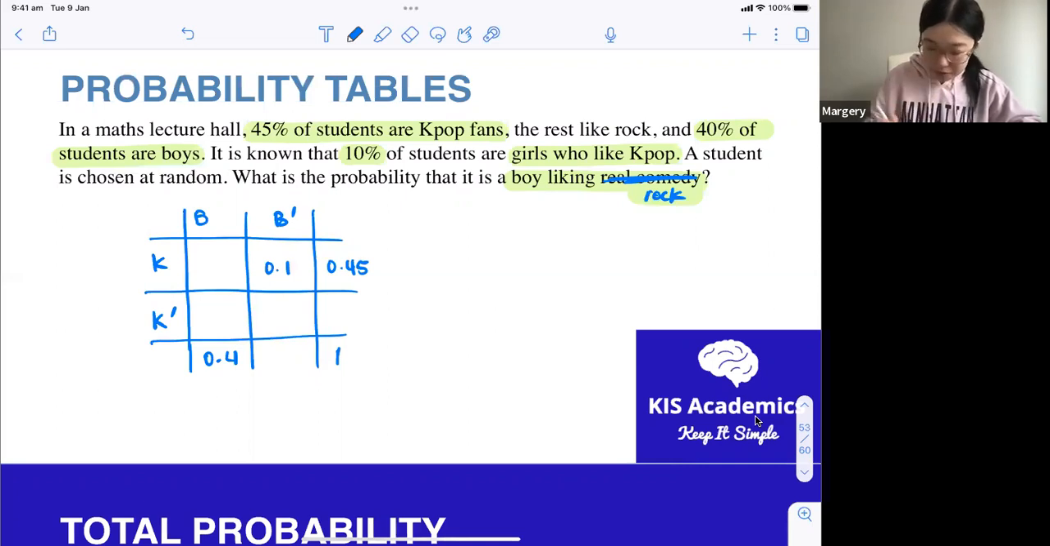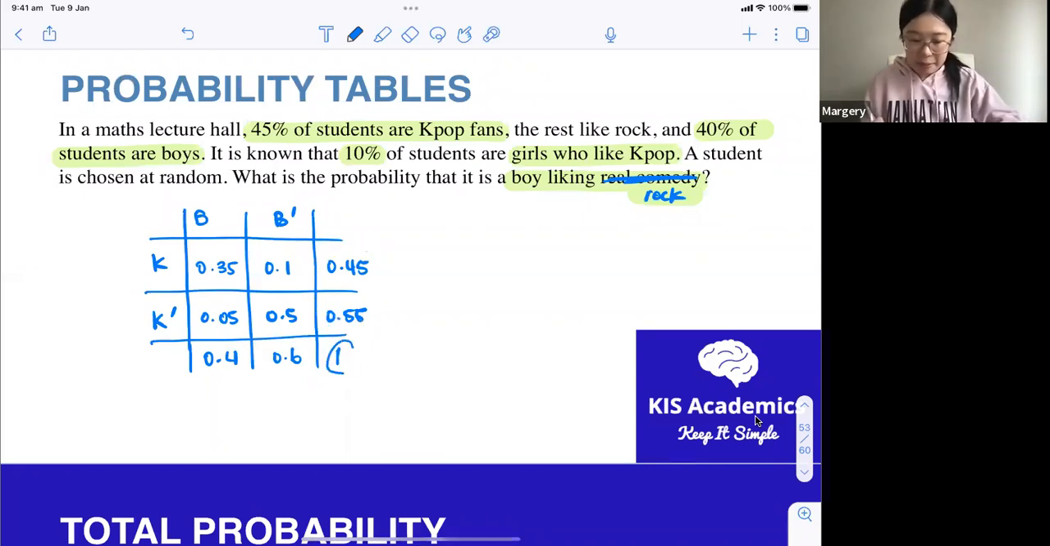So let's fill out our table first. We know that everything across here needs to add up to 0.45. So I'm missing 0.35 over here. And again, these two here need to add up to 0.4. So I get 0.05. This here would be 0.6 because again, this needs to add up to this number over there. And so this is 0.5 and I get 0.55. You can see 0.4 plus 0.55 gives me 1 as well, which is down here.